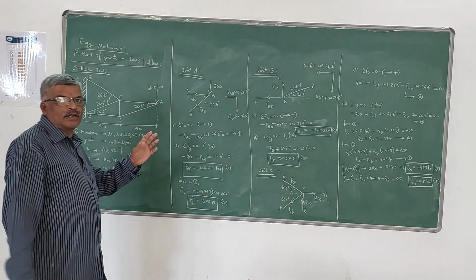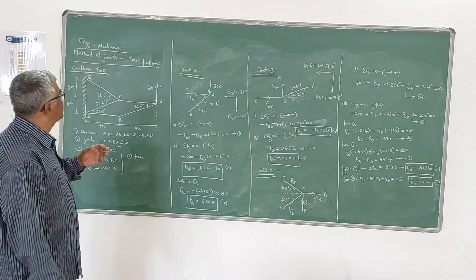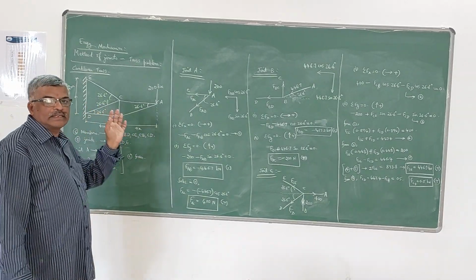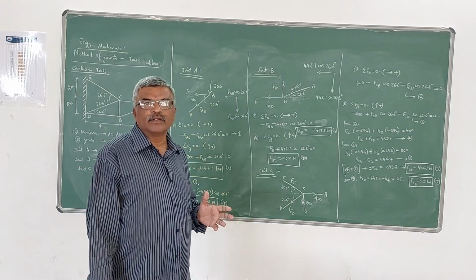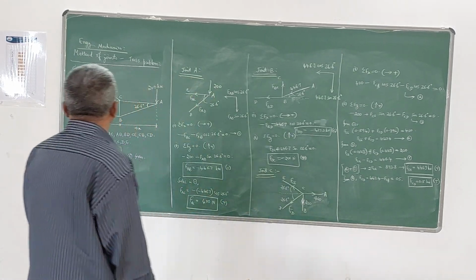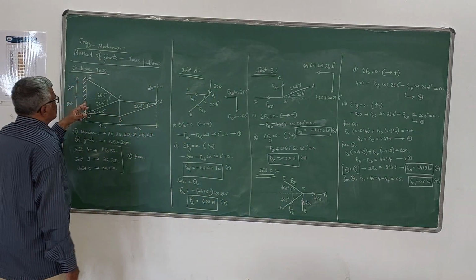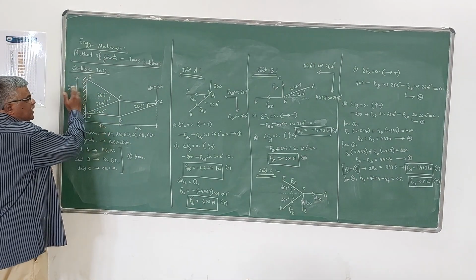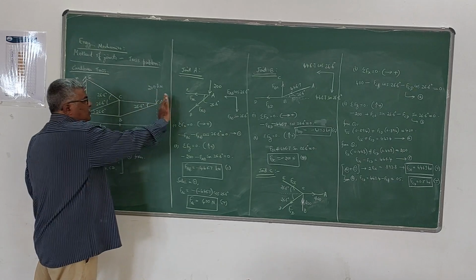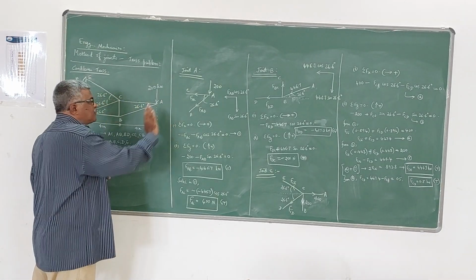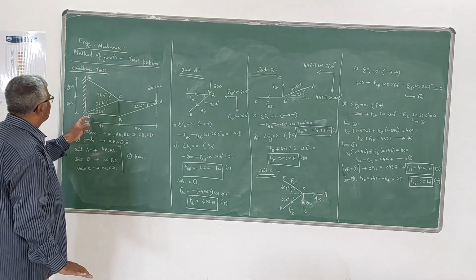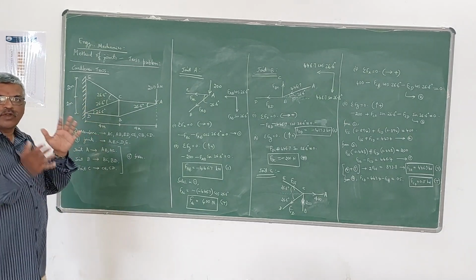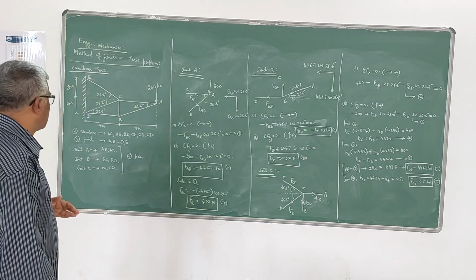So in this class we will discuss another problem of analyzing a cantilever truss using method of joints. So this is a cantilever truss. This is a cantilever truss because one end is fixed or restrained and the other end is free. So that end A is free end. There is no support, whereas at the ends D and E you have a restrained condition.